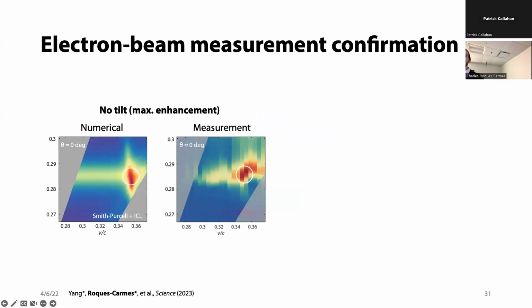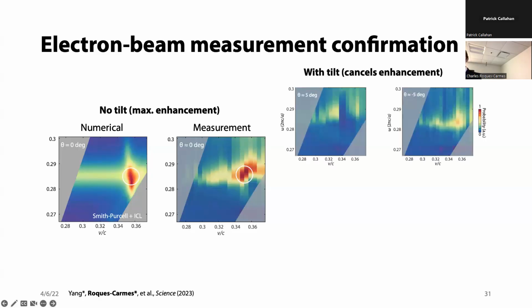On the left side, those are numerical simulations taking into account other radiation effects happening in the same sample. And you see that our measurement reproduces fairly well the general behavior here. The main thing we're interested in is to have this peak that happens at a given frequency and at a given velocity. And this indicates in principle that we have flat band enhancement. Let me show you as a comparison what happens when we have a tilt.